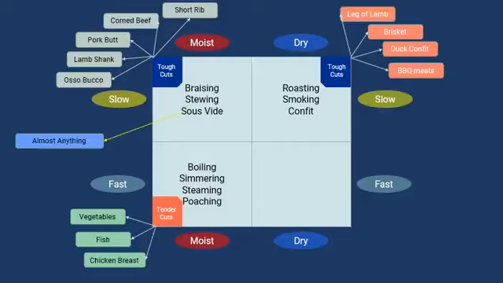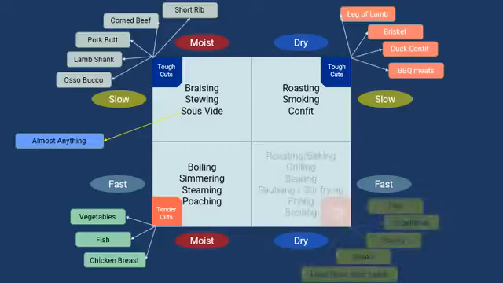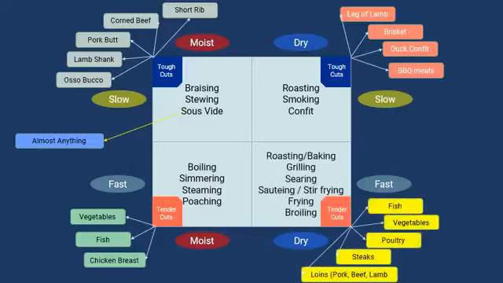Leg of lamb, brisket, duck confit, and barbecue meats all fall into this category. Fast cooking methods with moist heat include boiling, simmering, steaming, and poaching. These are for vegetables, fish, and chicken breast. They are tender cuts of meat. And then finally, fast cooking methods with dry heat are for tender cuts of meat such as fish, vegetables, poultry, steaks, and loins, such as pork loin, beef loin, lamb loin, and tenderloins. Roasting, baking, grilling, broiling, searing, sauteing, stir frying, and frying all fall into this category.